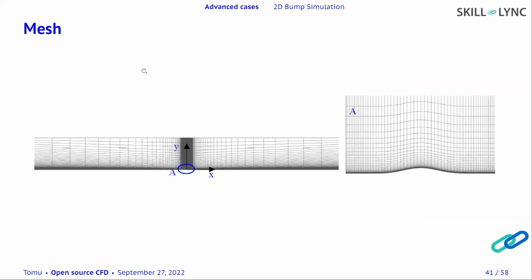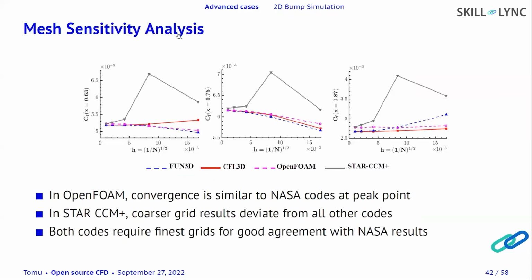These are the mesh sensitivity analyses. Mesh sensitivity analysis means we are comparing results from multiple meshes. We make multiple meshes for the same domain and compare some value. Here they have compared the skin friction coefficient, or Cf value.